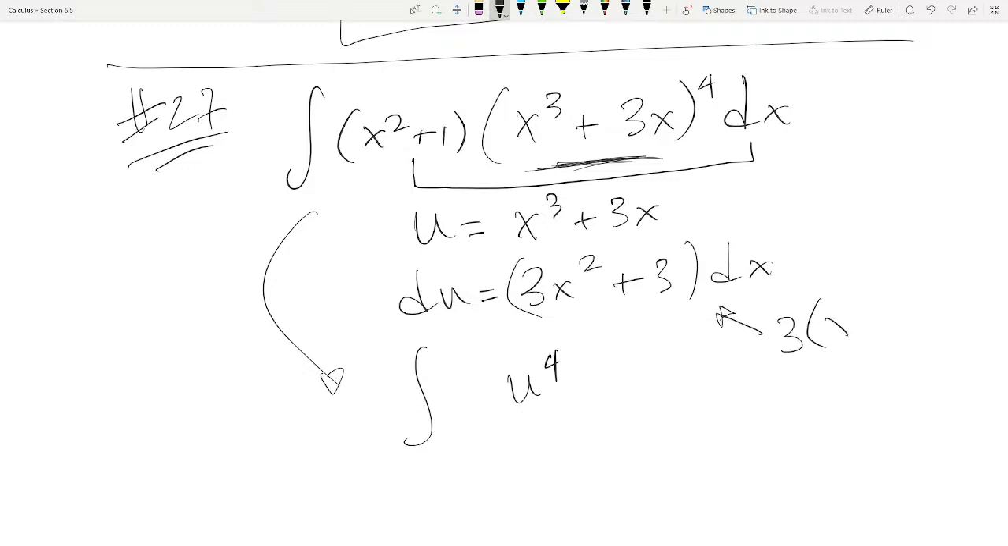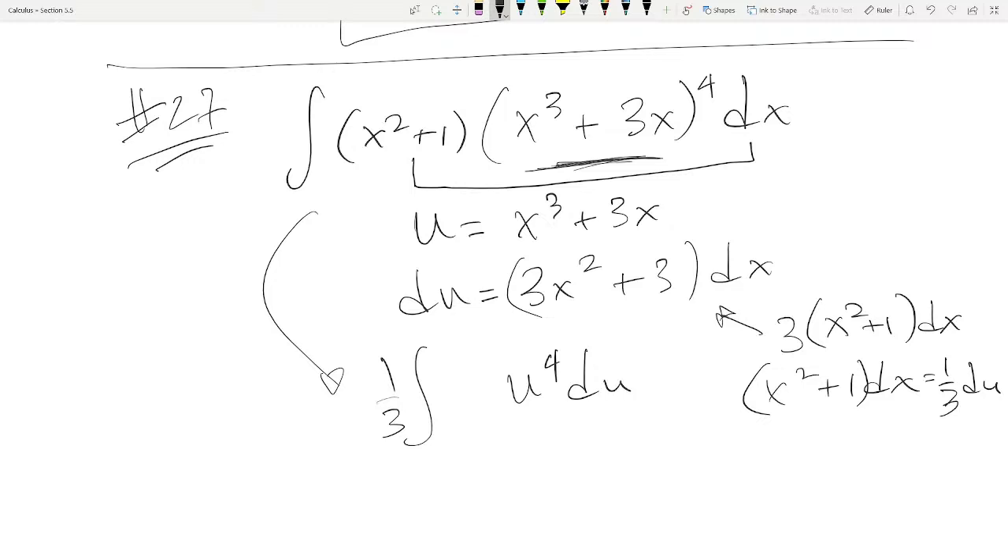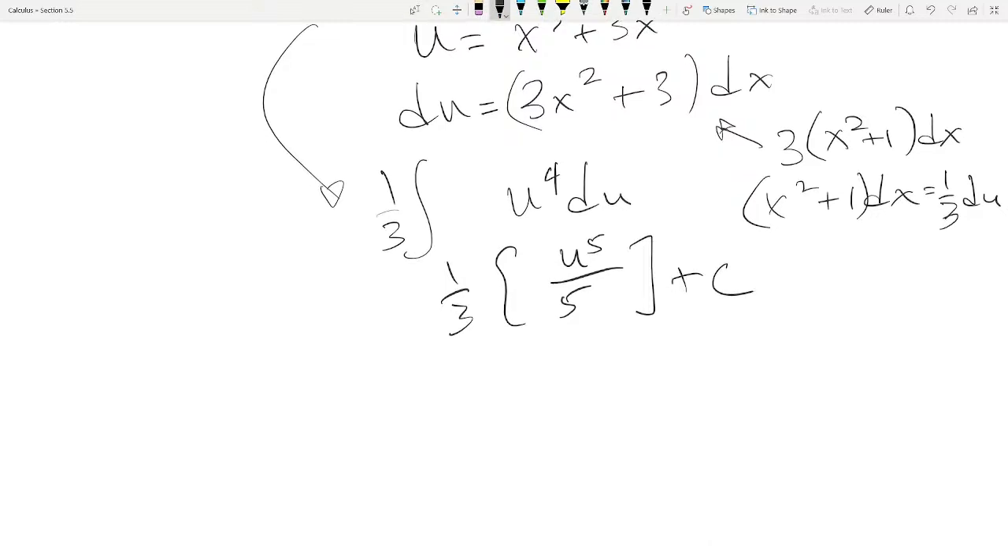That's 3 times x squared plus 1 dx. So x squared plus 1 dx is equal to 1/3 du. And now we can proceed. I get 1/3. Like I said before, don't try to be a hero and incorporate all the fractions. Just leave it out there. Do your integration. Then we can do a little housekeeping after that.